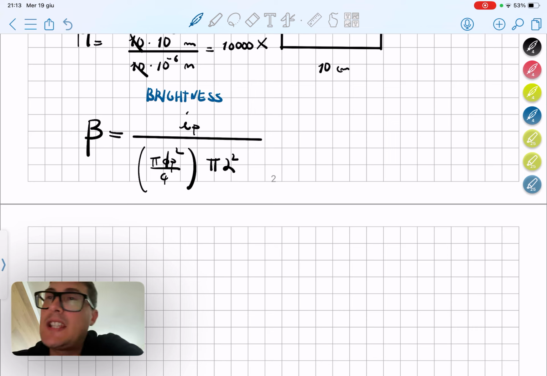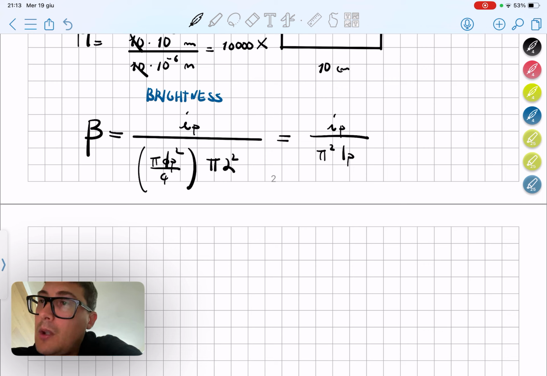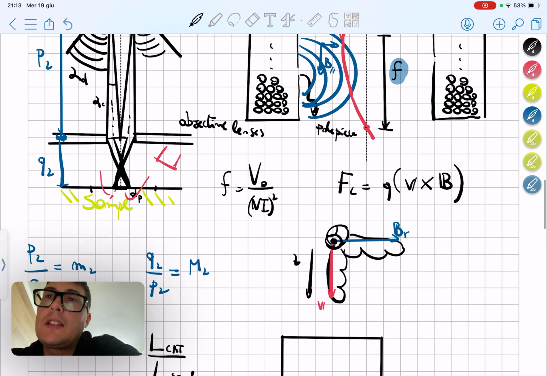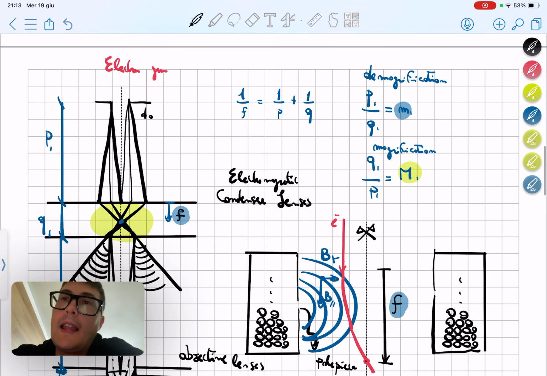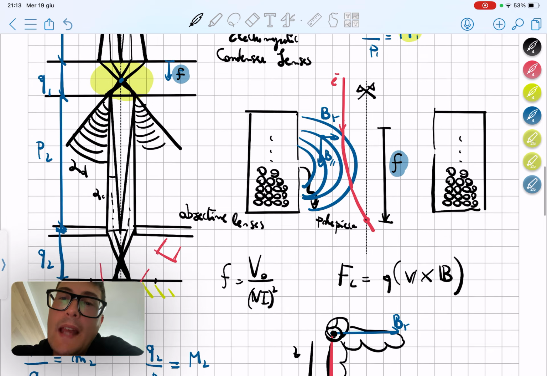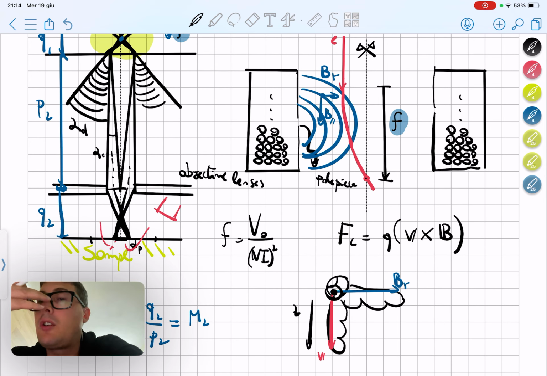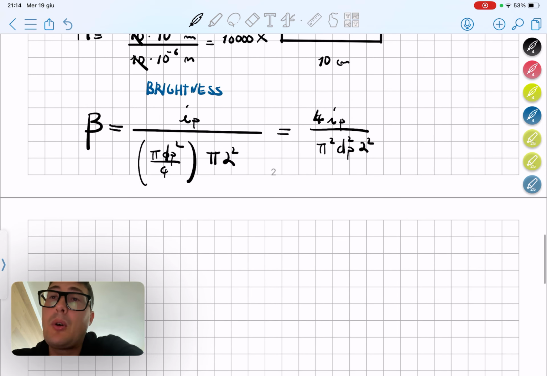It might not seem a big deal, but actually it is super important, because this brightness is a quantity that is conserved throughout the column. So it's the same starting from the very electron gun all the way down until the very end. So it's a conserved quantity, very important relation.